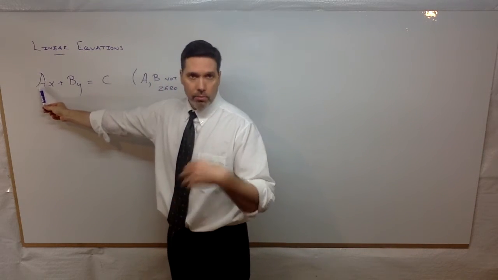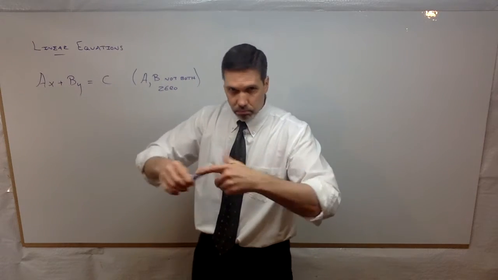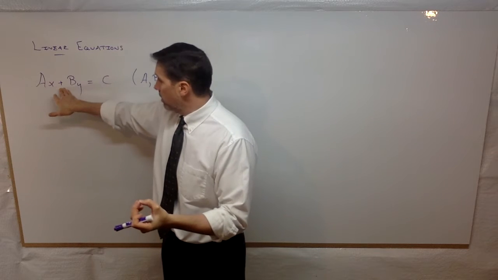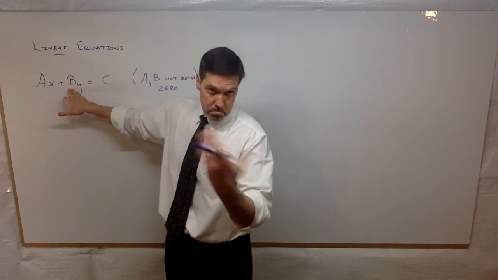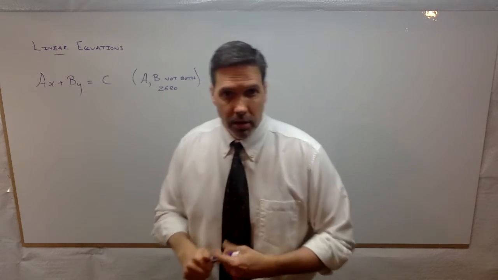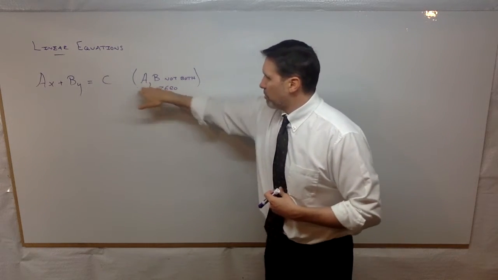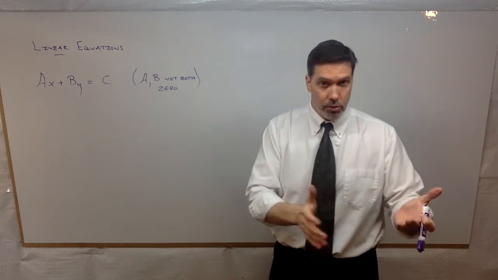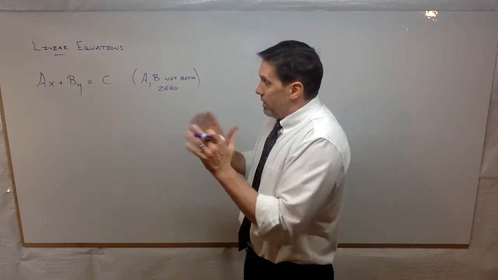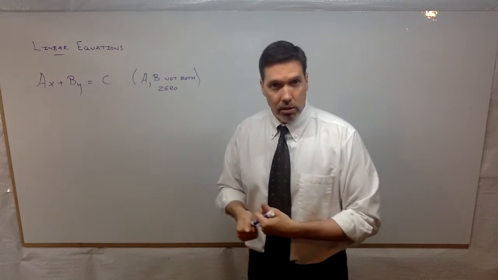Now this capital A just represents any number you could possibly think of, times the variable x, plus another number, any number you could possibly think of, times a variable y equals a third number. Just, you got to make sure the numbers you pick for A and B are not both 0. One could be 0 and the other cannot be 0. That's not a problem, but they can't both be 0 at the same time.